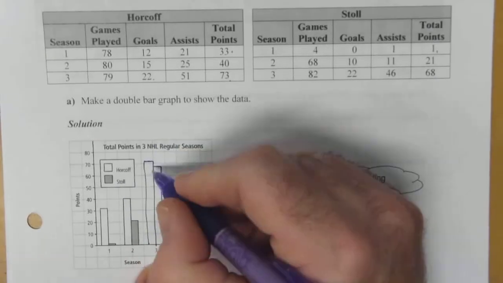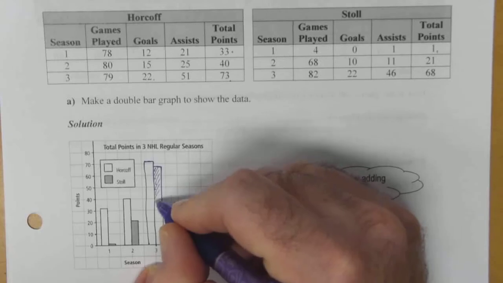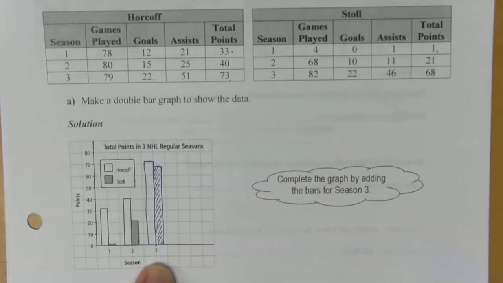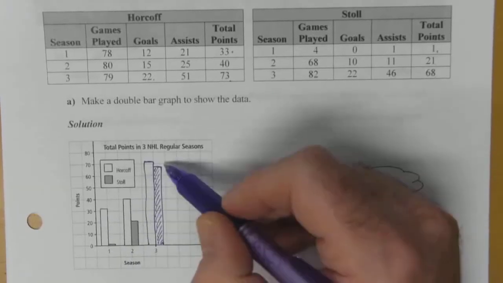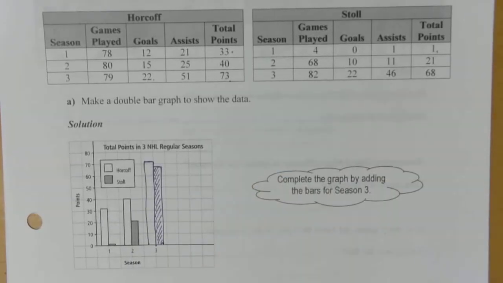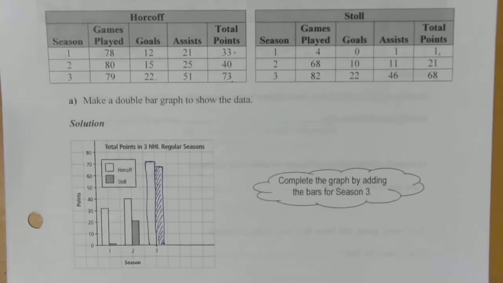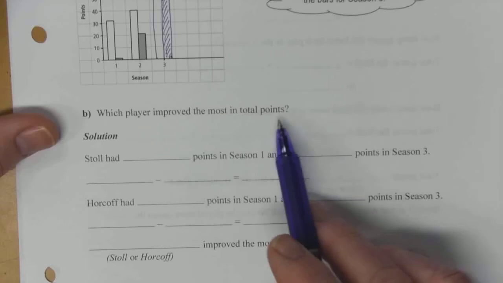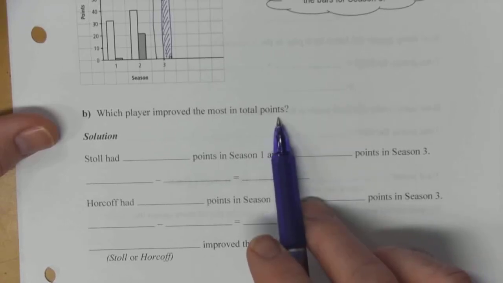And Jarrett Stoll is the one that's shaded, so we're going to shade this in. So there, now our graph is complete for the 3 seasons. And you can see that both players improved across those 3 seasons leading up to the playoff run. Now, question is, which player improved the most in total points? So improving the most means you need to compare a starting point and an ending point.